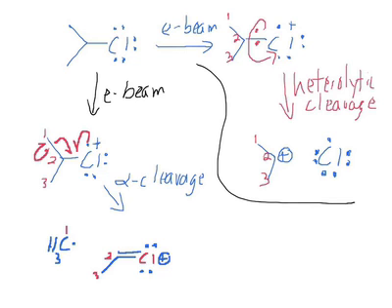Good. Why is this less likely to happen? Chlorine doesn't have a plus charge. Chlorine probably doesn't want to have a plus charge, right? So this is maybe less likely to happen than the heterolytic cleavage. But it still happens. We still see this.